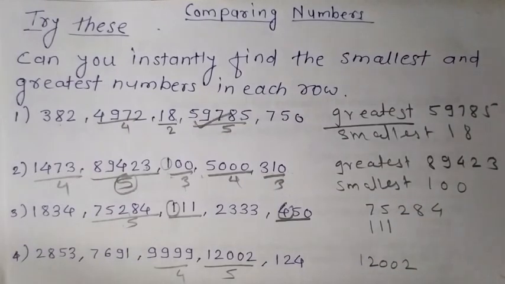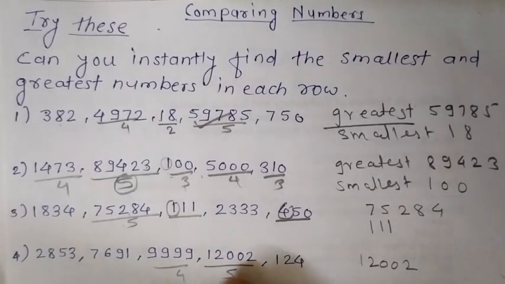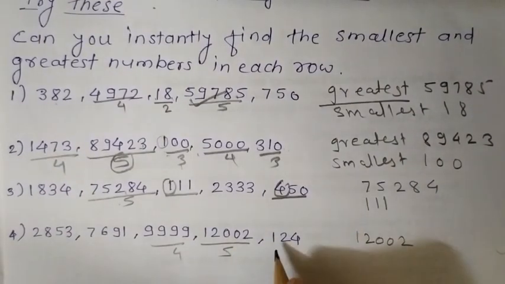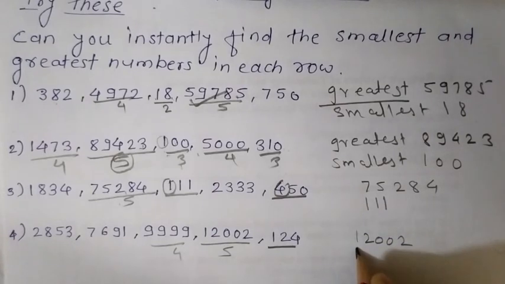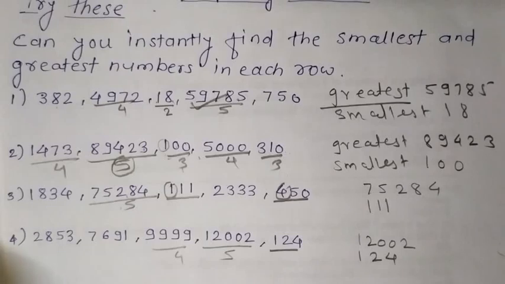Once again I repeat, in this number system, here 4 digits, 4, here 4, here 5, here 3. So greatest is 12,002. And now smallest is, here we have 3 digits, so smallest is 124. So now we go to the next exercise part.